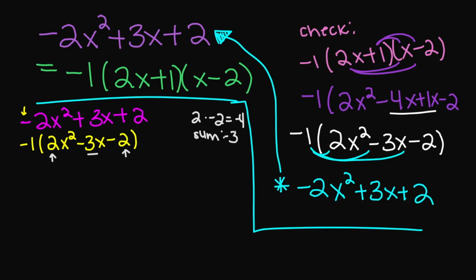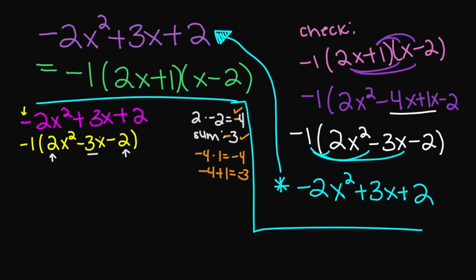So I need two numbers that, when you multiply, give negative 4. Those same two numbers, when you add, need to give negative 3. And those numbers are going to be negative 4 and a positive 1. So let's see. If I do negative 4 times 1, this is going to give me a negative 4. Perfect. This is what we're looking for. And then if I do negative 4 plus 1, this is going to give me negative 3. Perfect. This is what we're looking for as well.